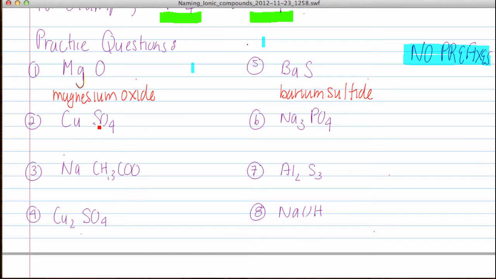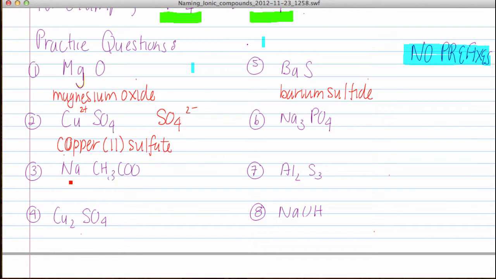Now this next question here, number 2, is actually SO4. And if you remember from our periodic table, SO4 is a polyatomic ion which has a 2- charge. So in order for copper to form with one sulfate ion, it would have to be copper 2. So we're going to put a 2+ up there, and we write this as copper 2 sulfate.